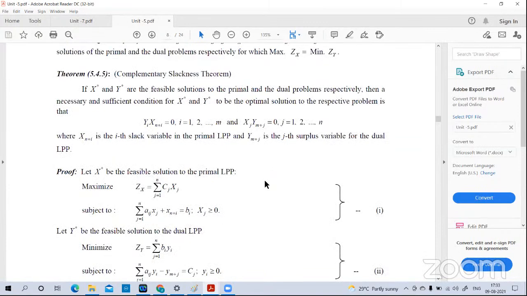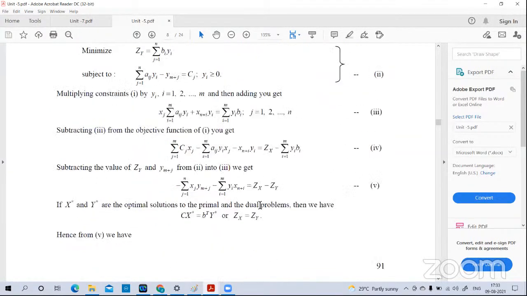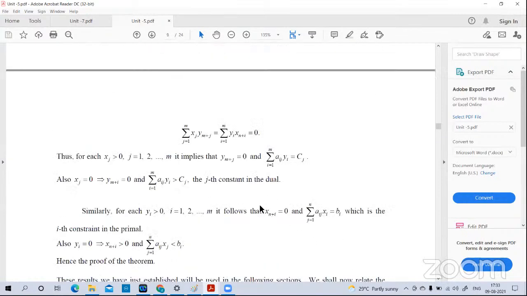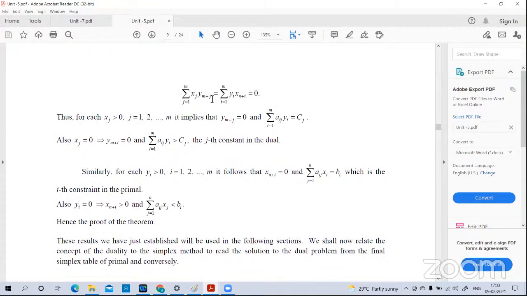It is the complementary slackness theorem. Then similarly, we can apply that. It is a summation xj and ym plus 1 j. It is a summation yi xn plus 1 equal to 0. And then each xj is greater than 0, and similarly ym plus 1 equal to 0. Then we can obtain that.